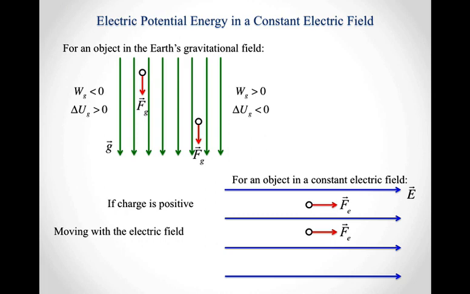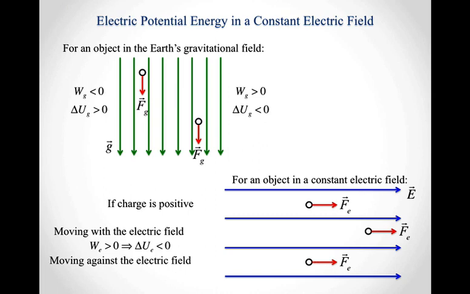So if I let that charge move with the electric field, then the electric force is doing positive work and the electric potential energy has to decrease as a result. On the other hand, if I move the charge against the electric field, now the electric force is doing negative work. The object is being moved by some external agent, probably me. So I'm moving this charge against the electric force, so I'm doing positive work on it, and the electric force is doing negative work on it. That means the electric potential energy is increasing. So the positive work that I do goes into increasing the electric potential energy of the charge.